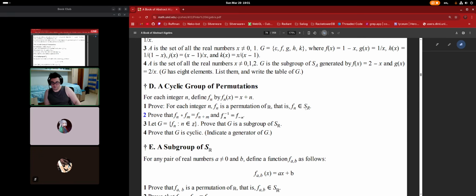Okay, so exercise D, a cyclic group of permutations. So anything special that you guys want to comment on about this one?